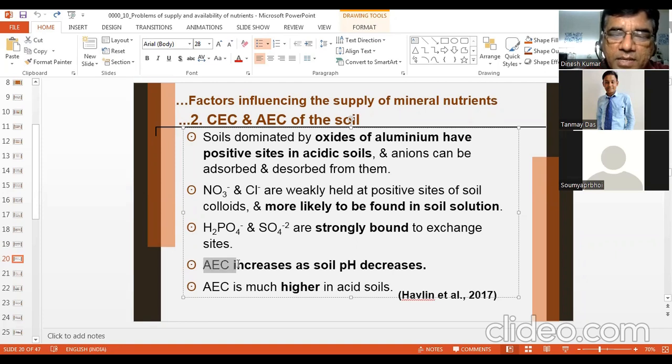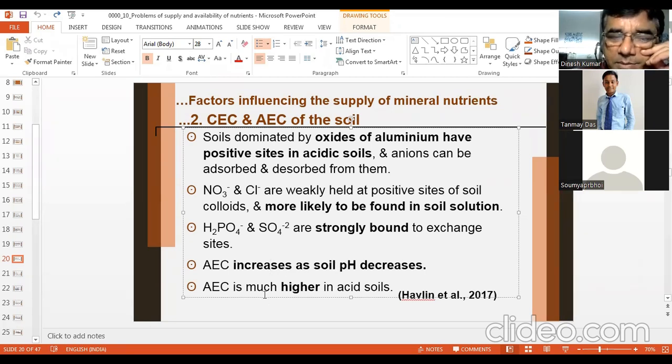Anion exchange capacity increases as soil pH decreases. With a decrease in soil pH, anion exchange capacity increases. Anion exchange capacity is much higher in acid soils. So as a student, you need to find out the reason why anion exchange capacity increases as soil pH decreases. This is your homework. You can find it out and then discuss with me why it is so.